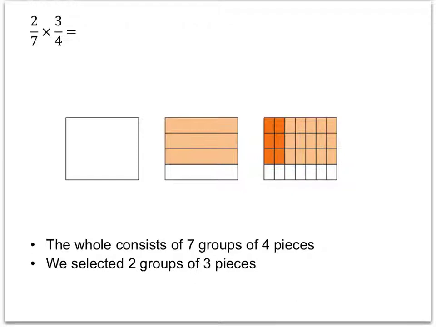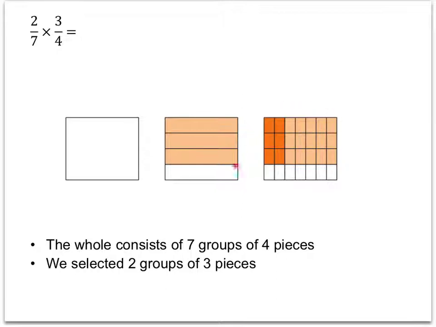So let's take a look at that picture that we just drew and make some observations. So here's the steps that we just drew. So we started off with our cup of water. We divided that into 4 pieces. We selected 3 of those pieces, and then we divided those into 7 smaller pieces, or 7 columns like this, and we selected 2 of those columns.